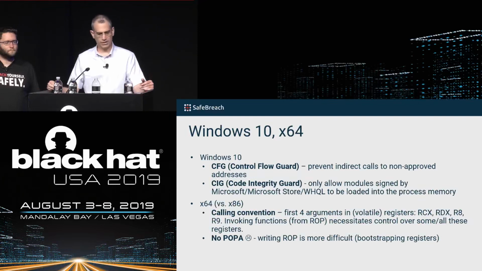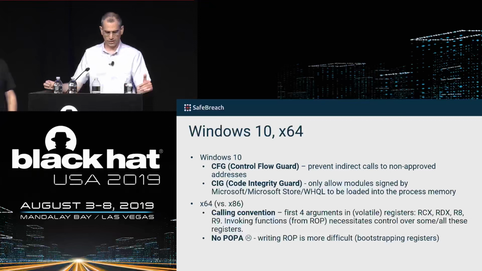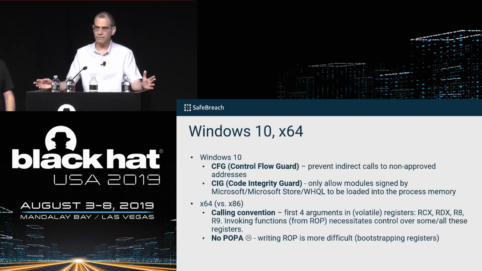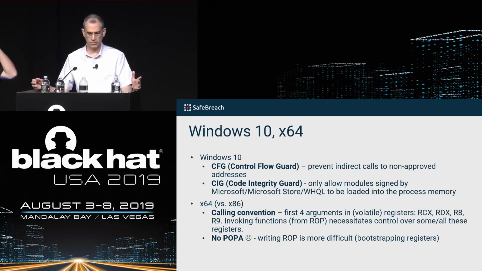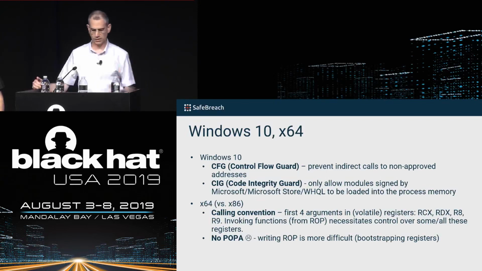The x64 architecture, as opposed to x86, the 32-bit architecture, has a different calling convention, wherein the first 4 arguments are stored in volatile registers RCX, RDX, R8, and R9. So invoking functions, for example, from a ROP gadget or from other mechanisms, necessitates control over some or all of these registers, which is sometimes hard to come by. Also, in x64, there is no pop all registers, so this makes it difficult to populate registers with desired values in ROP gadgets and so forth.